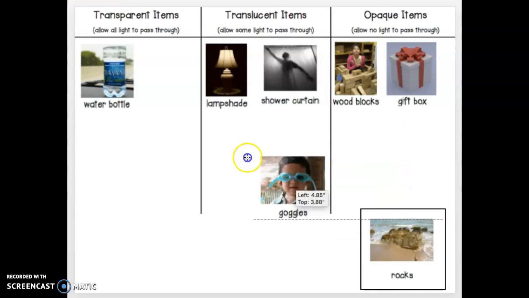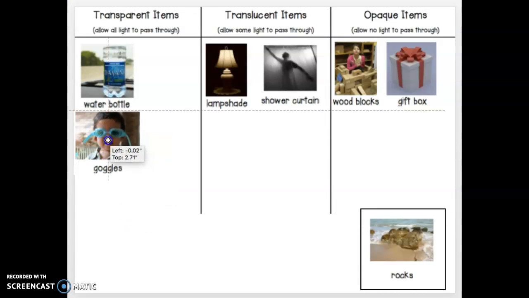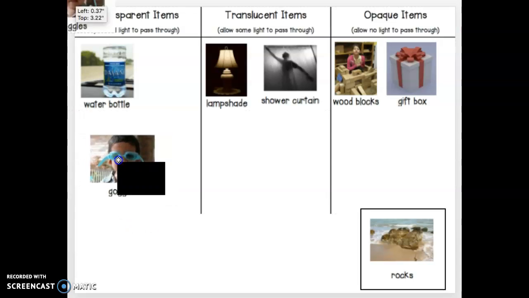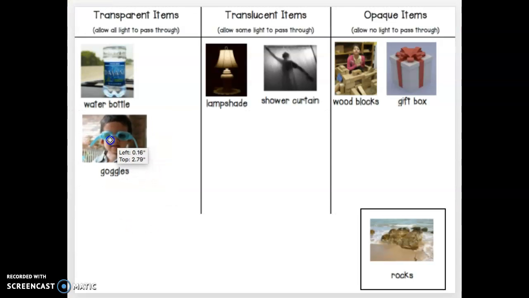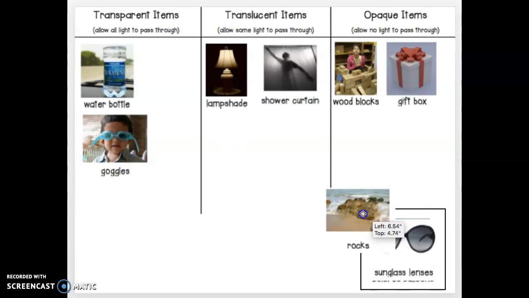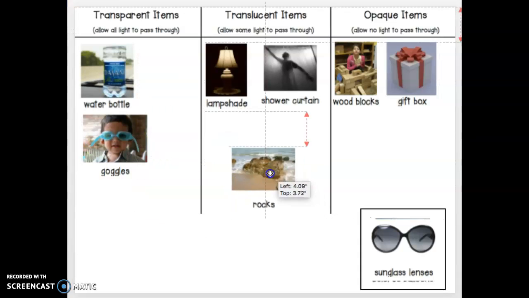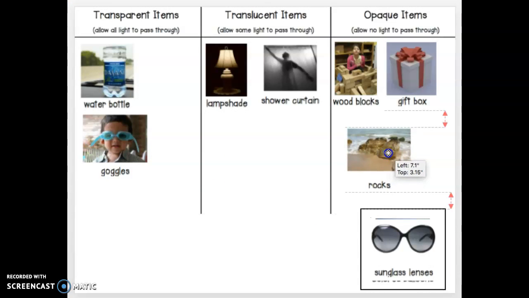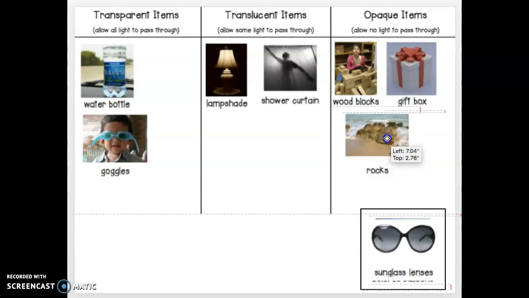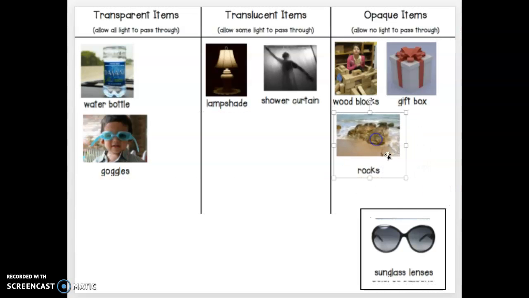What about swimming goggles? No light passes through, some light passes through, or all the light passes through? You're right, all the light passes through in swimming goggles, but not all the water. What about rocks? All the light, some light, or no light? You're right, no light passes through rocks.